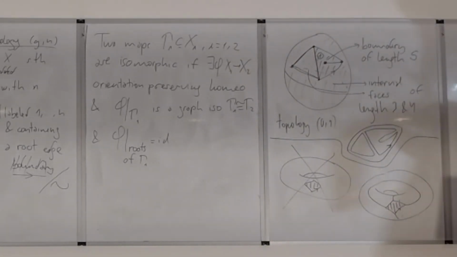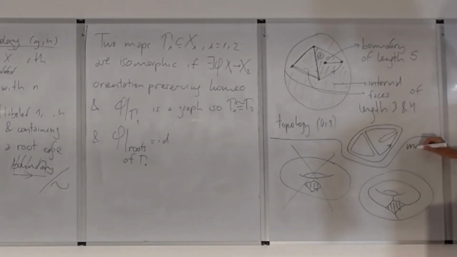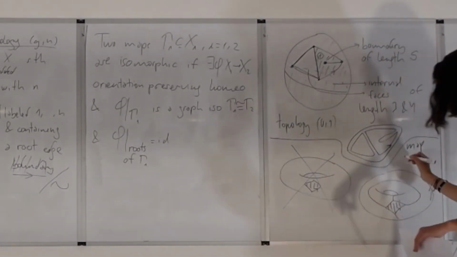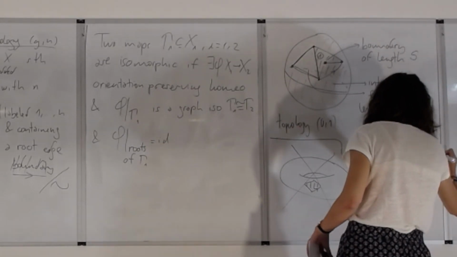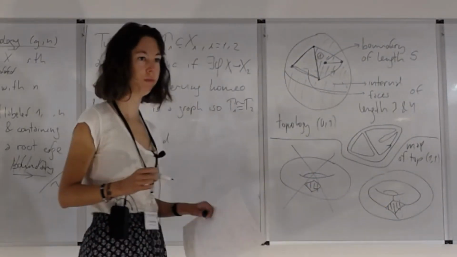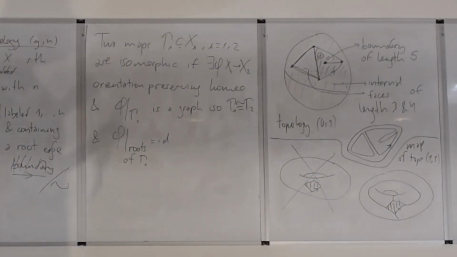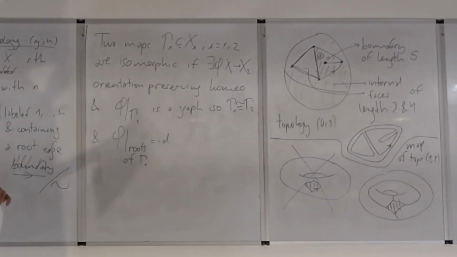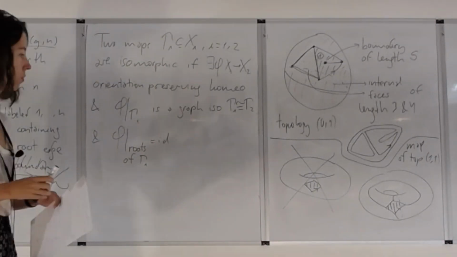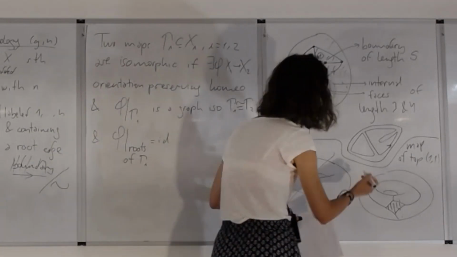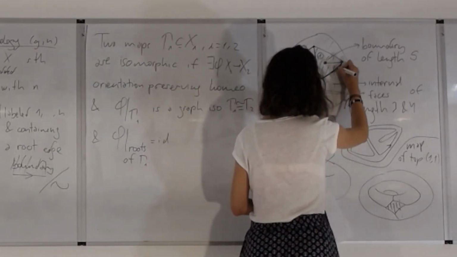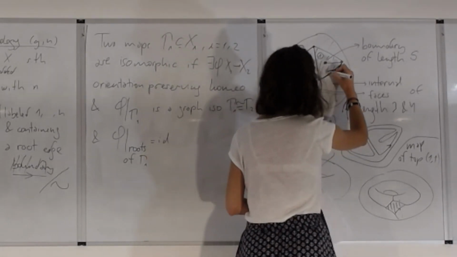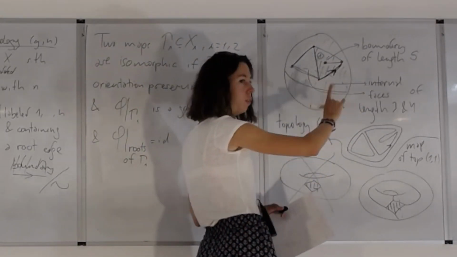And this is a map. That is fine. So it's a map of topology 1, 1. Yes, the root is this marked edge. So this is topology 0, 1, meaning that you have one boundary.